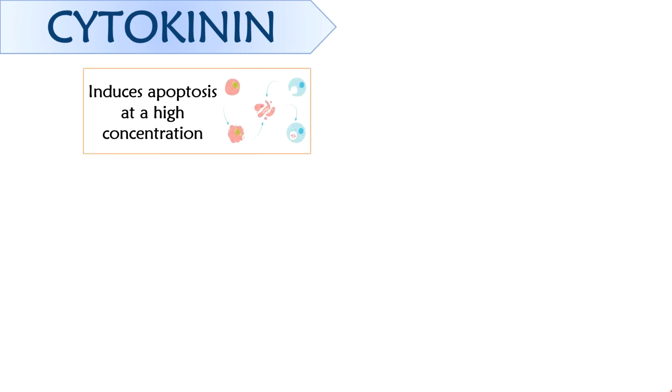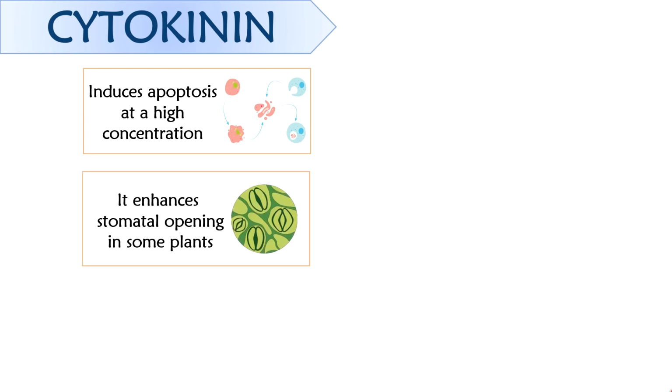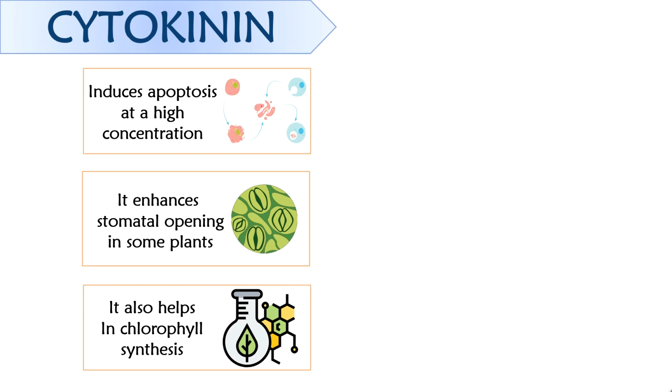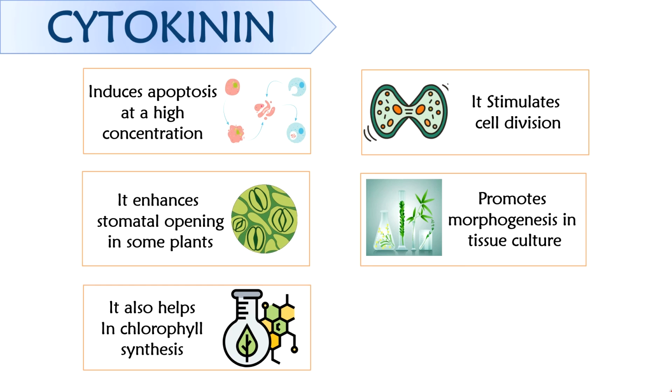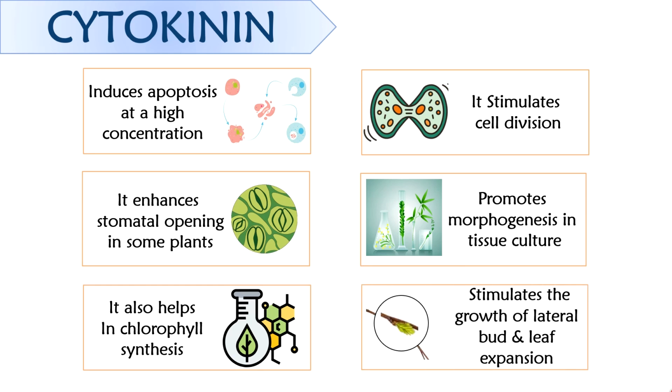Function of cytokinin. Cytokinin induces apoptosis at high concentration. It also enhances stomatal opening in some plants. Cytokinin helps in chlorophyll synthesis. It stimulates cell division. It also promotes morphogenesis in tissue culture. Cytokinin stimulates the growth of lateral bud and leaf expansion by cell division and enlargement.